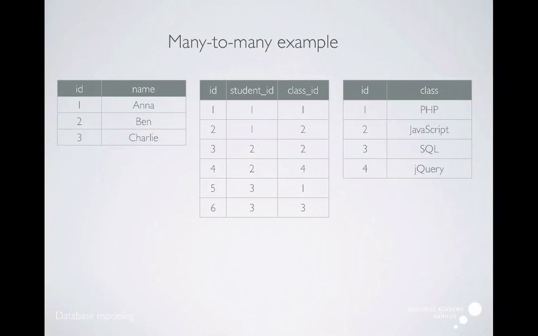And then we want to mix it up. So Anna wants to participate in the PHP, and Anna also wants to participate in JavaScript, and Ben wants to participate in JavaScript and in jQuery, and Charlie wants to participate in PHP and in SQL. And you can see this, that if we replace the IDs from students and from classes, we will have a list like this: Anna goes into JavaScript, Ben JavaScript, Ben jQuery, Charlie PHP, and the last one Charlie SQL, because Charlie has number 3 and SQL has number 3, like this.